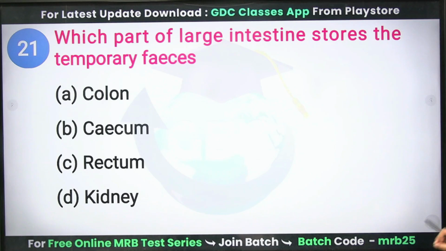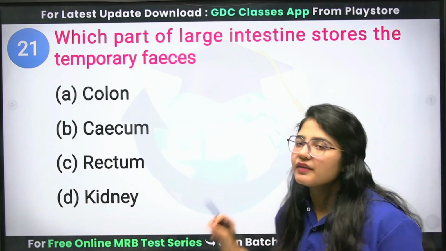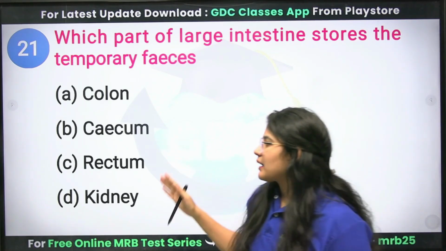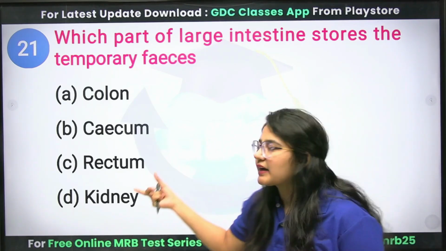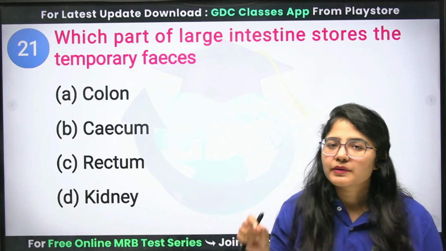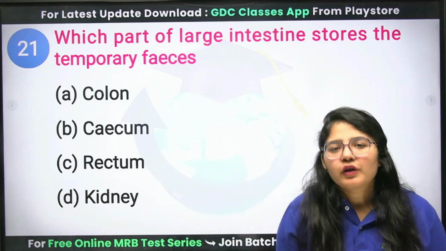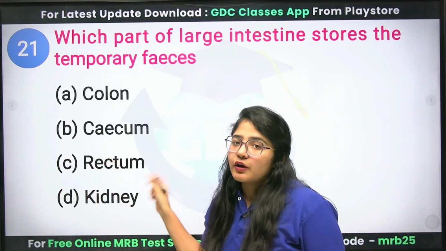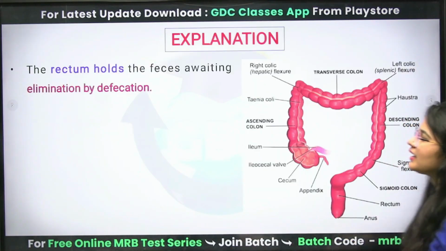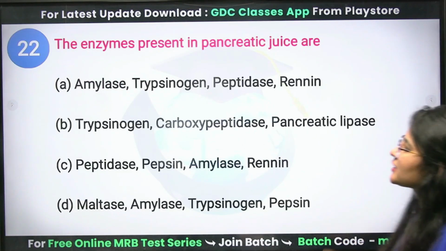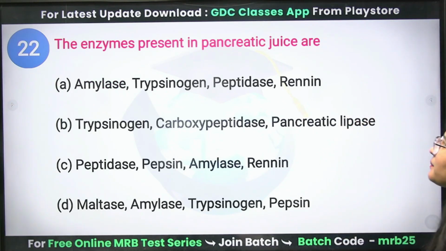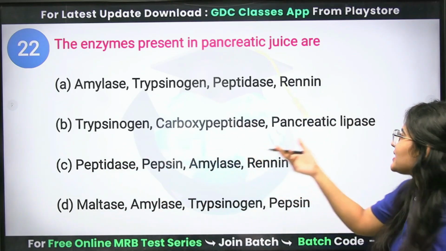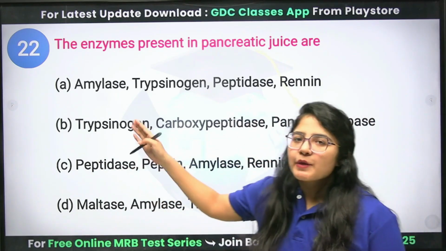Which part of the large intestine stores the temporary feces? Okay. The parts of the large intestine are your colon, cecum and rectum, and the last part is your rectum. After the rectum, the anus is responsible for the outflow of your feces. So the temporary storage of feces takes place in your rectum, which is the last part of your large intestine. Clear? Next question.